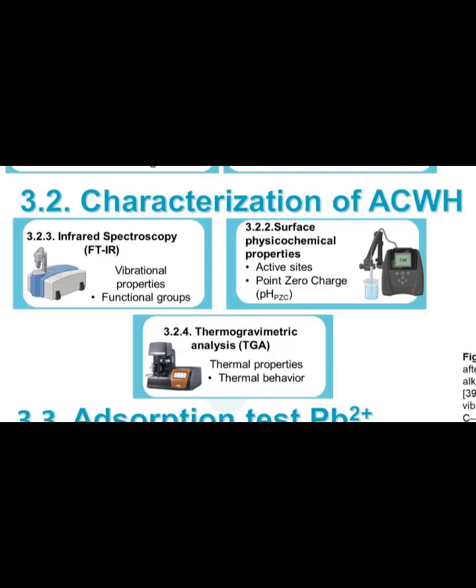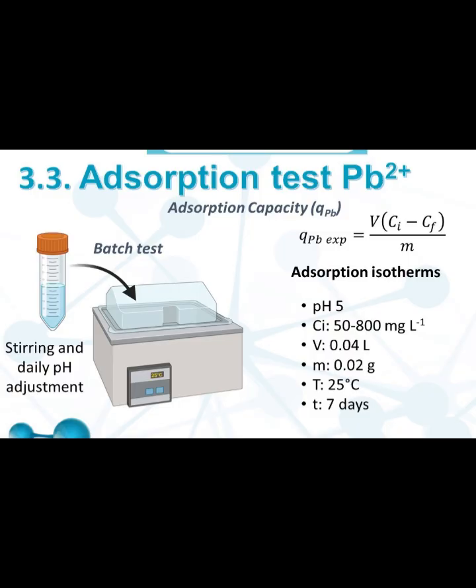Characterization of activated carbon. Surface physicochemical properties: active sites and point of zero charge, pHPZC. FTIR spectroscopy: functional groups and vibration properties. TGA analysis: thermal behavior. Adsorption experiments. Isotherms: batch experiments with initial Pb2+ concentration from 50 to 800 milligrams per liter. Data fitted to Langmuir and Freundlich models. Lead quantification using a Pb2+ ion selective electrode.